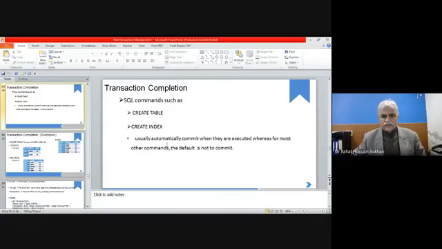So SQL commands such as create table and create index usually commit automatically. When we create a table and after that we say the table has been created, we are not giving any commit statement. So this is automatically committed. Similarly, if we create an index for any table, that is also automatically committed.